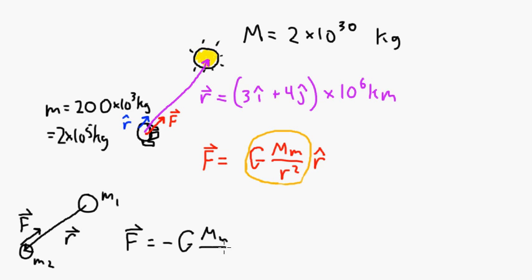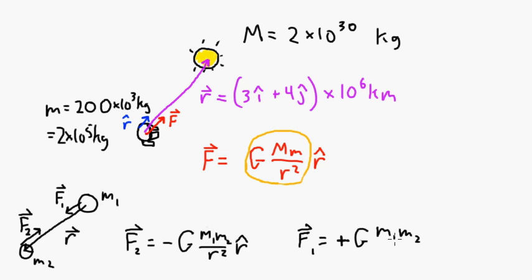Okay? Because in this case, the force is going the opposite of the way your r vector is going. In fact, you can call this F2, the force on 2. But if you were trying to calculate the force on 1, then F1 equals positive G M1 M2 over R squared times R hat.